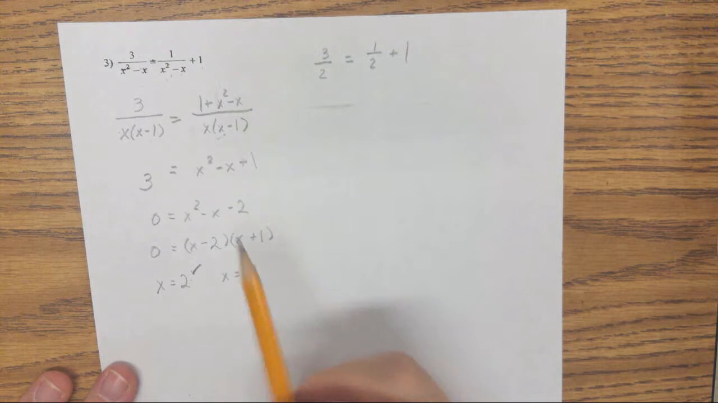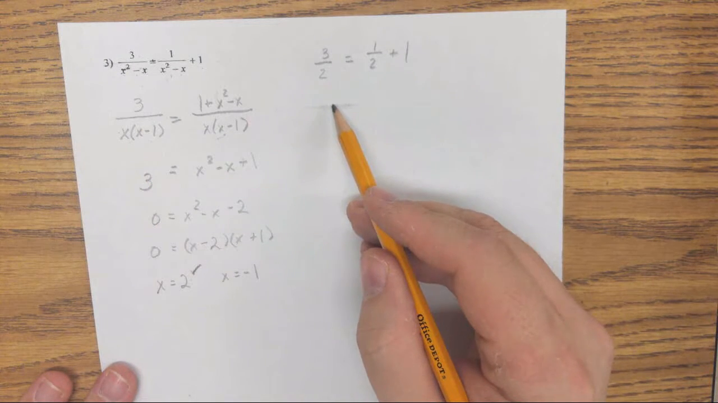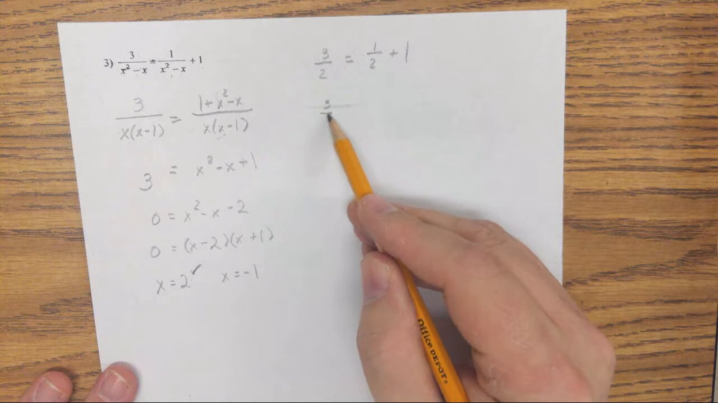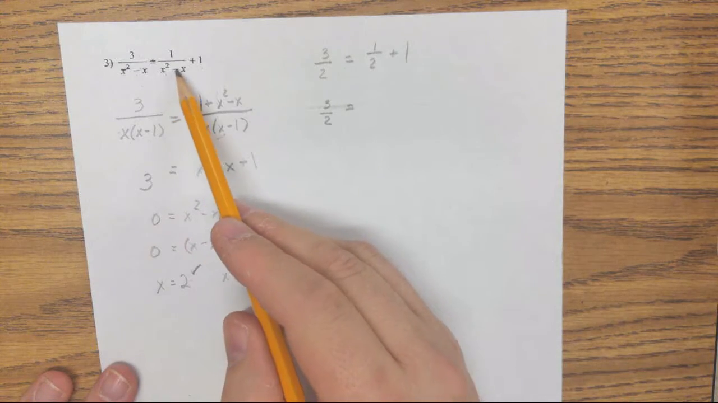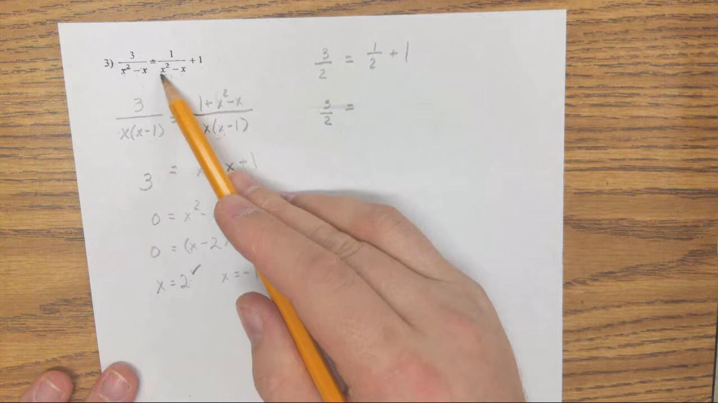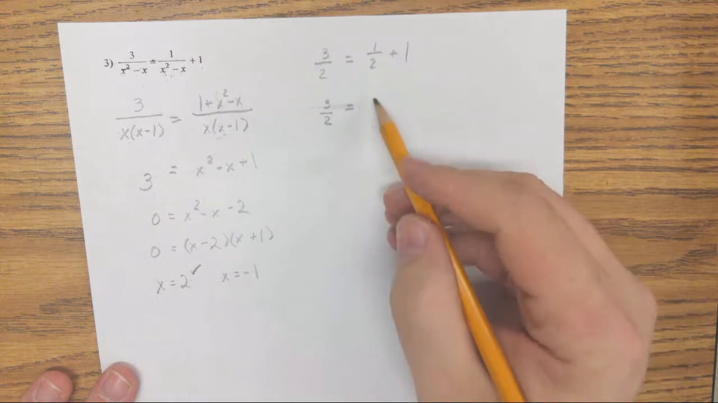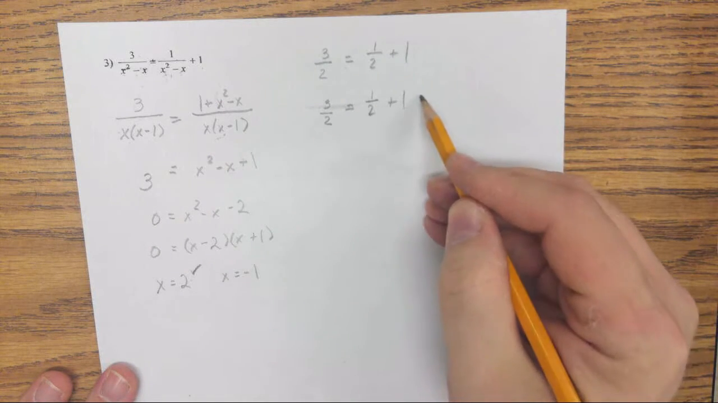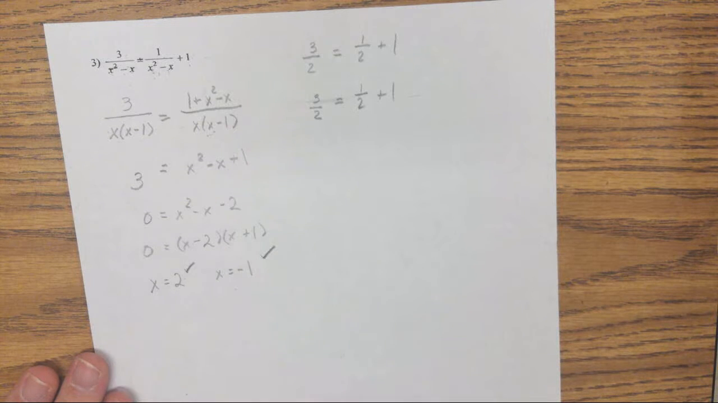Do the negative 1. Negative 1 squared is 1. Minus negative 1 is 2. That's 3 halves again. Equals 1 over 2 plus 1, which is 3 halves. That one works out as well. So those are both solutions. And that's all there is to solving these. But always make sure you check, because it could come out to be something crazy.